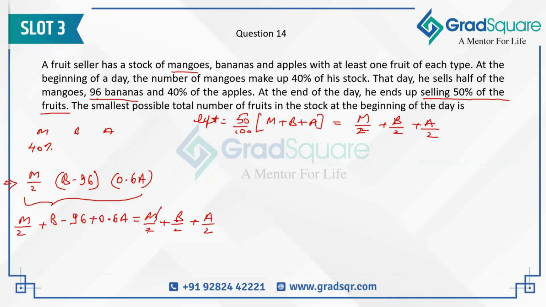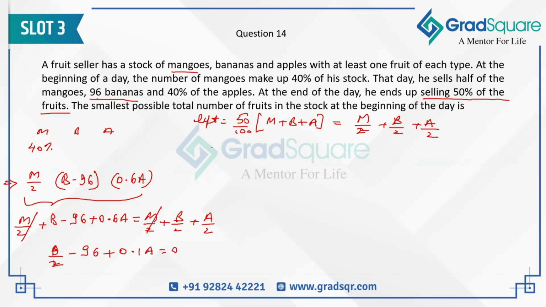You will realize M by 2 will get cancelled out from the other side. You have B minus 96 and you have a B by 2 over here. If it goes to the other side, it becomes B by 2 minus 96. And A by 2 is 0.5A. It goes to the other side and it becomes 0.1A, equal to 0. That's the equation that we are now coming down to.